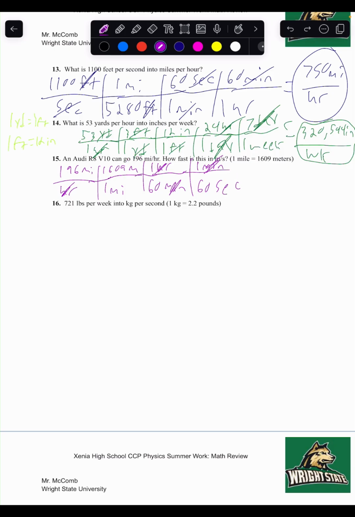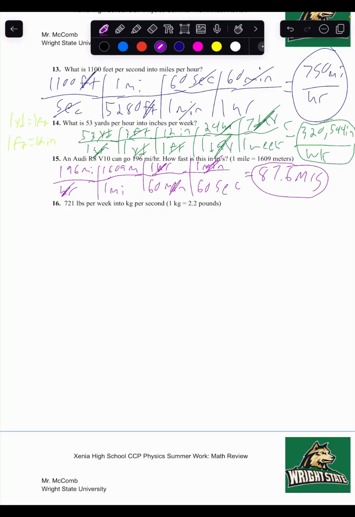196 times 1609 divided by 60 divided by 60. Ignoring the ones, of course. 196 times 1609 divided by 60, divided by 60 again. 87.6 meters per second. Easy peasy.